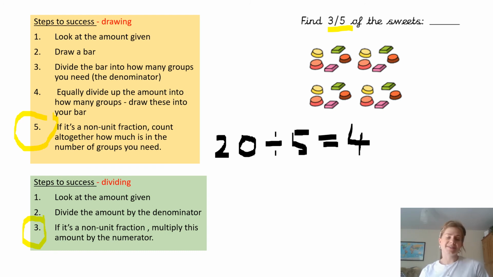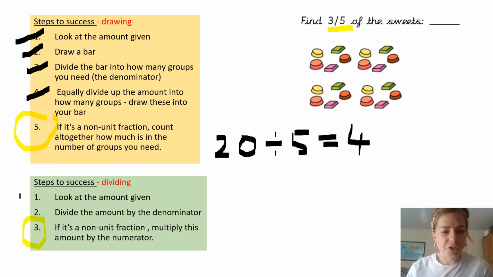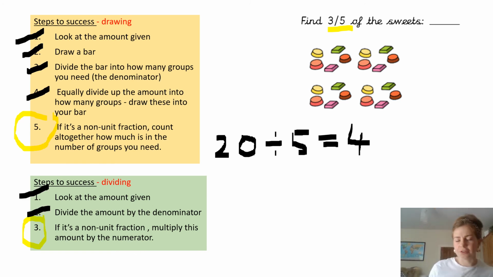Okay, fantastic. So you have either drawn your bar and divided it into 5 parts and found out there's 4 sweets in each part, or you will have done 20 divided by 5, which equals 4. So well done. We've either got up to step 4 here or step 2 here. Really good work. And you will have 4. Now 4 is not 3/5 of the sweets. 4 is 1/5. So 1/5 of my 20 sweets is 4.